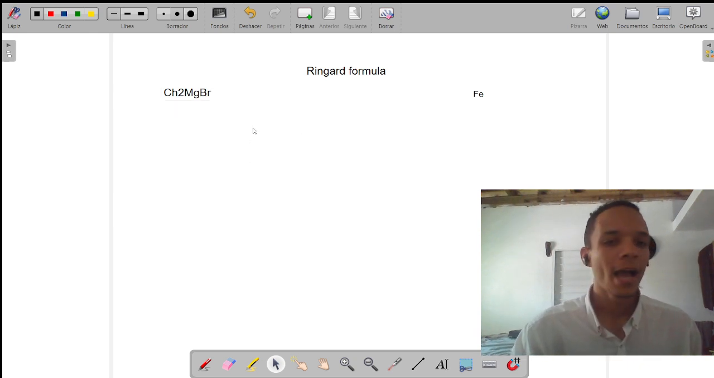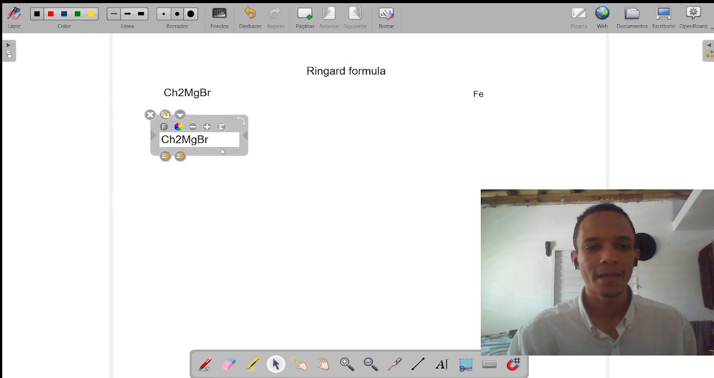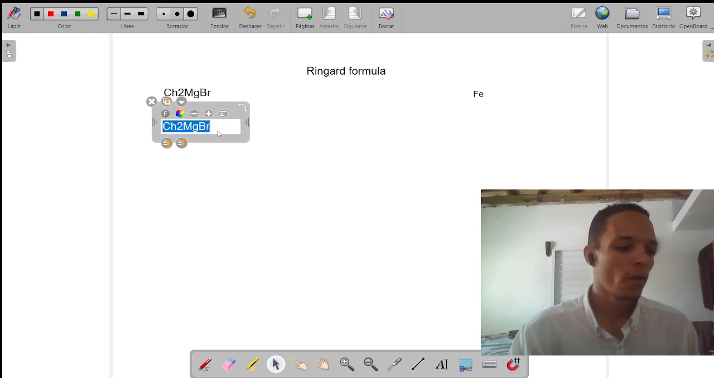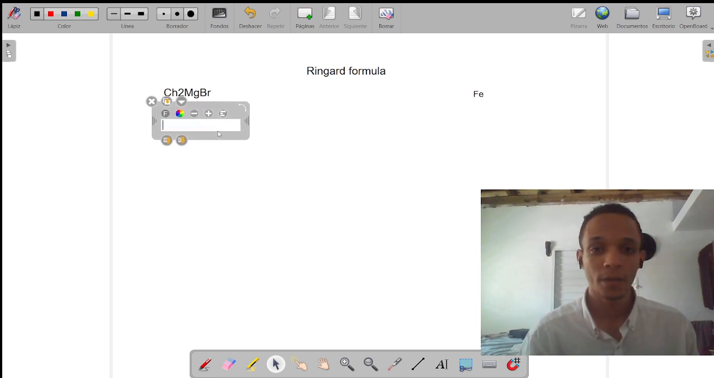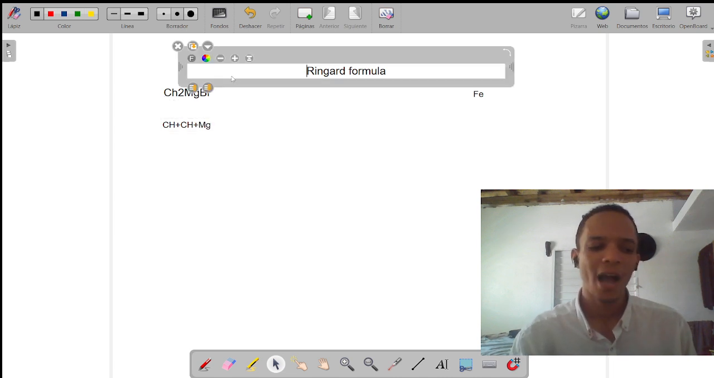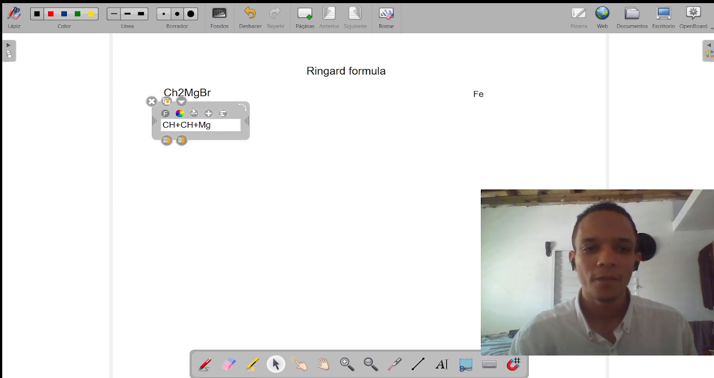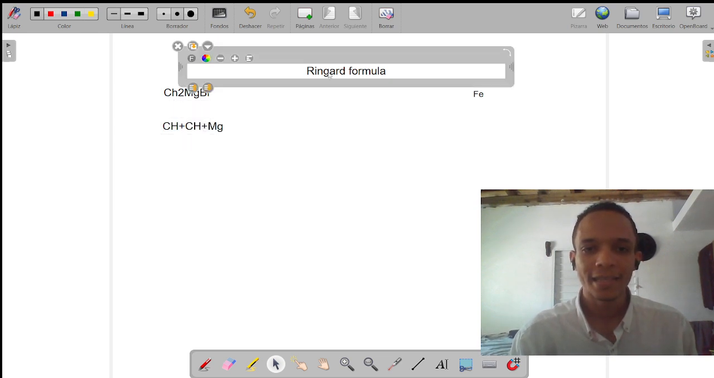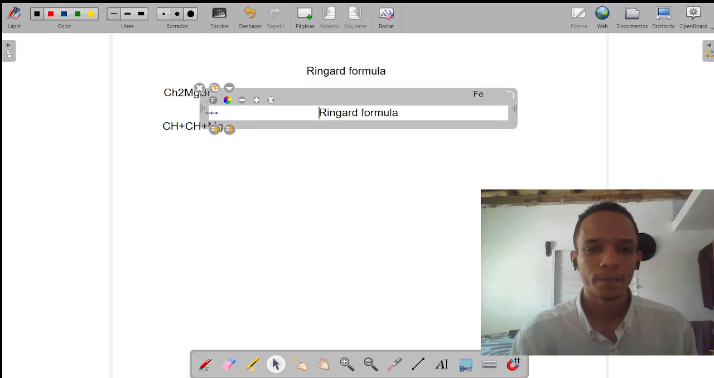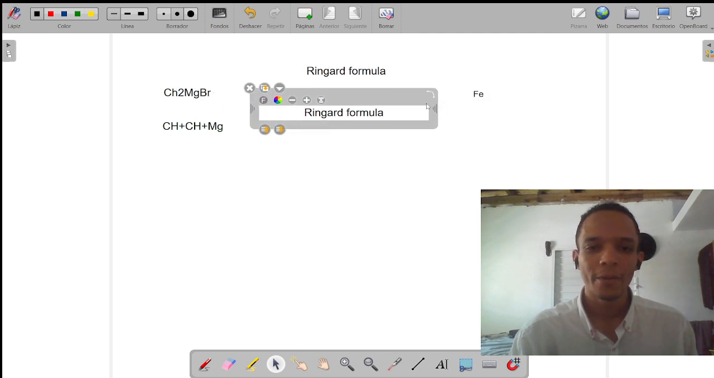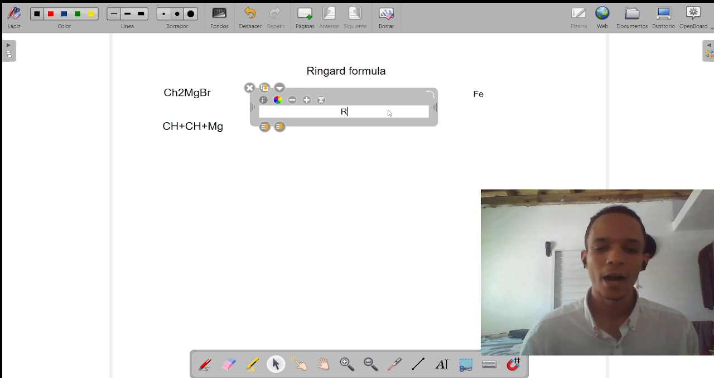Okay, let's just copy this here and paste it. And now I am going to put the second argument of the Ringard formula, which is CH plus CH plus Mg. And you will say, but how do you know that? Well, because the Ringard formula is like this. I will show you. The main formula I will put on here: R Mg X.